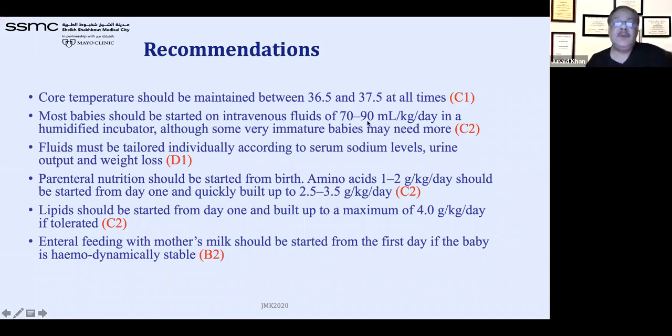We start 70 to 90 ml per kg, but for most of the babies less than 27 weeks, we start with 90 ml per kg per day. Fluid must be tailored individually. Of course, it depends on the sodium level, urine output, and weight loss. Parenteral nutrition, if you have TPN, then you should start from day one. The lipid also you should start from day one. Enteral feeding as soon as possible. If breast milk is available right away, you can start it, and the recommendation is pretty good.